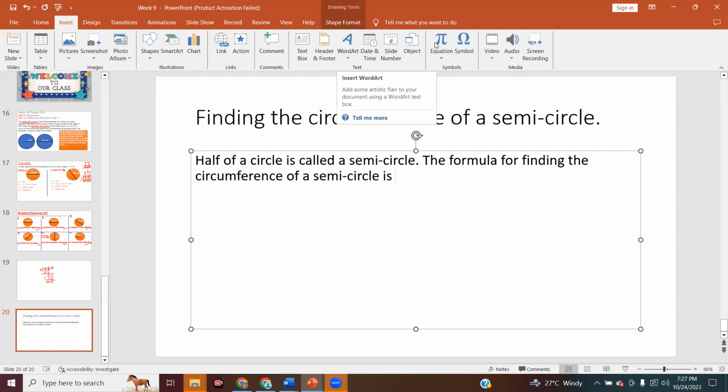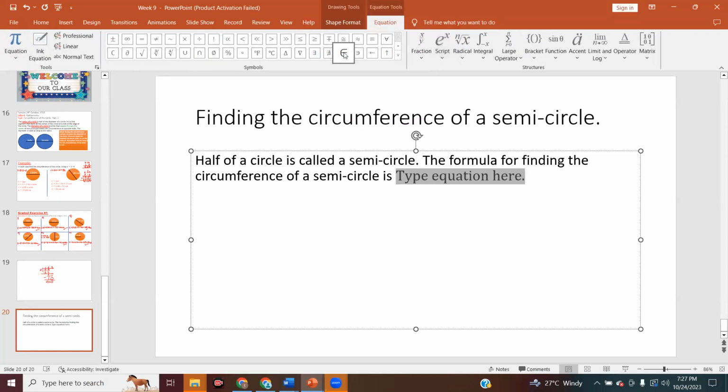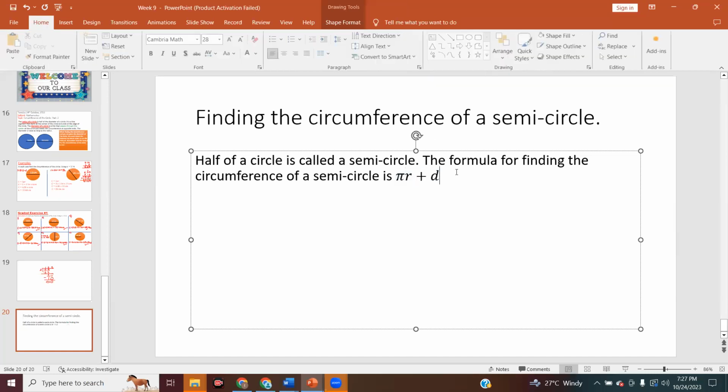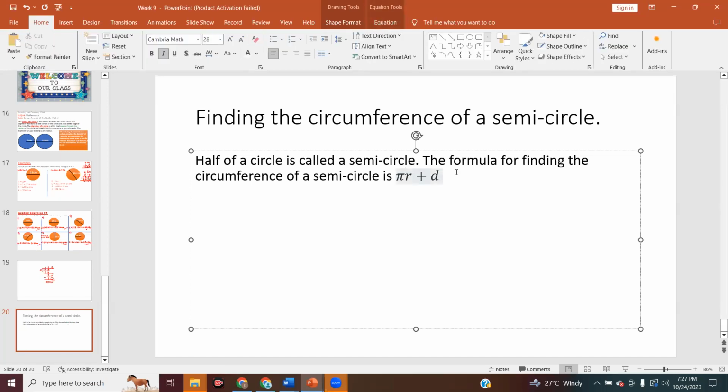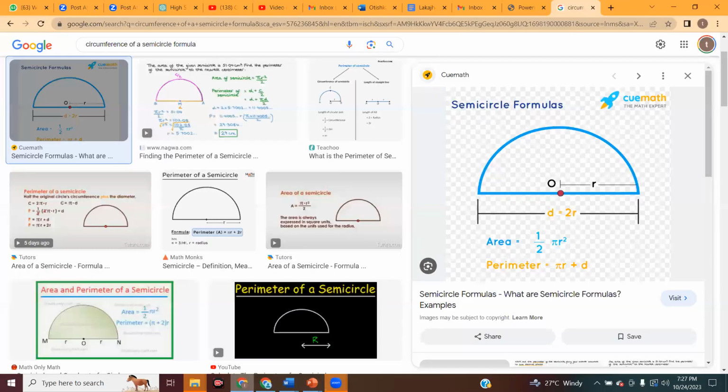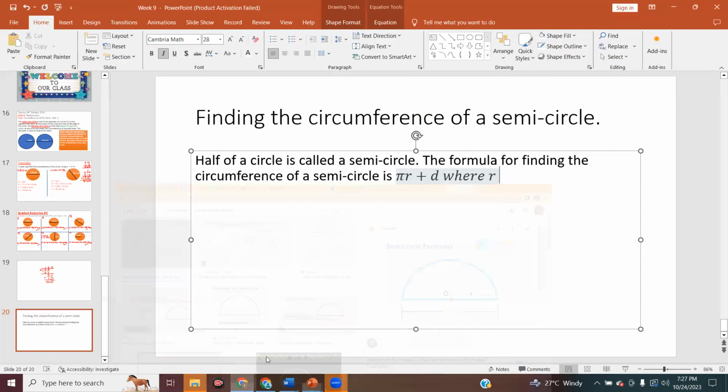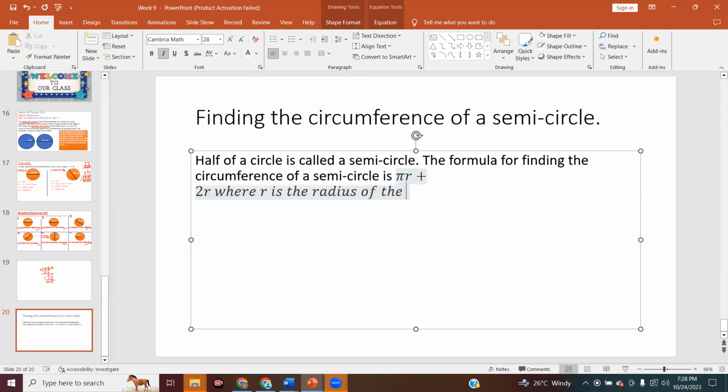So it's pi r plus d, where d, you know what, let's not do pi r plus d. That doesn't make sense. Let's just do pi r plus 2r, just so that everything is in r. So for finding the circumference of the semicircle, it's pi r plus 2r, where r is the radius of the circle. Let's make everything simple.